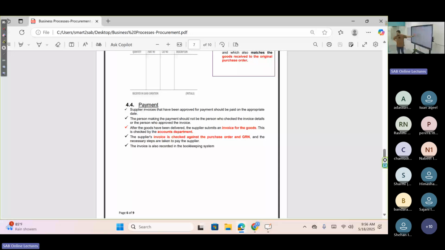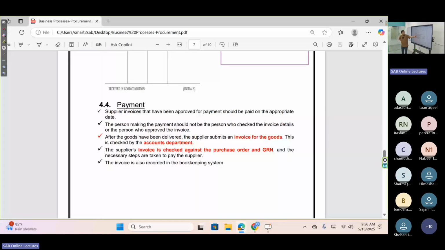The person making the payment should not be the person who checked the invoice details. The invoice preparer and the payment person should not be the same person. Segregation of duties. We can discuss it in the internal control chapter.